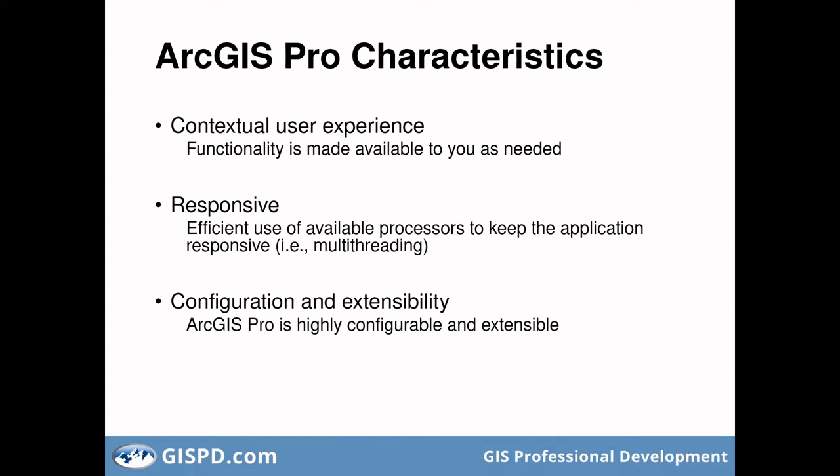As you may appreciate though, ArcGIS Pro is quite different from ArcMap. It doesn't make all the functionality available at once, it just gives you what you need for a particular situation, which is why you see the ribbon change and functionality come and go depending on the circumstances. It does multiple things at once via what's called multi-threading to keep the interface responsive. And as I indicated earlier, ArcGIS Pro is highly configurable and extensible.